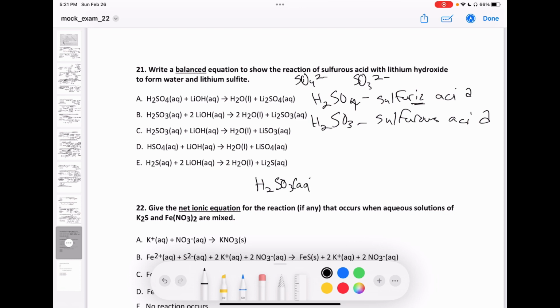But then under the equation, we have H2SO3 aq plus LiOH. No subscripts there because both have positive or negative one charge, creates H2O plus lithium sulfite, which is Li2SO3, right? Because there's a negative 2 charge there, and only positive 1 on lithium. So you need 2 lithiums to make that a neutral molecule. Okay. So let's look at this.